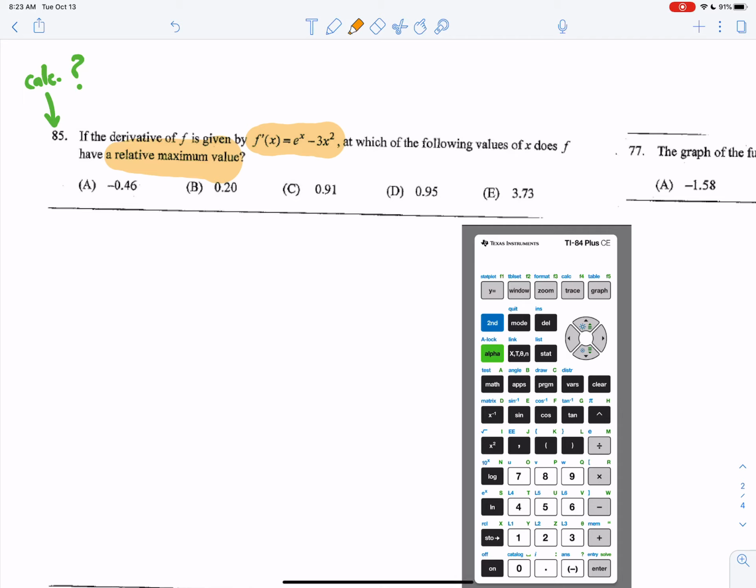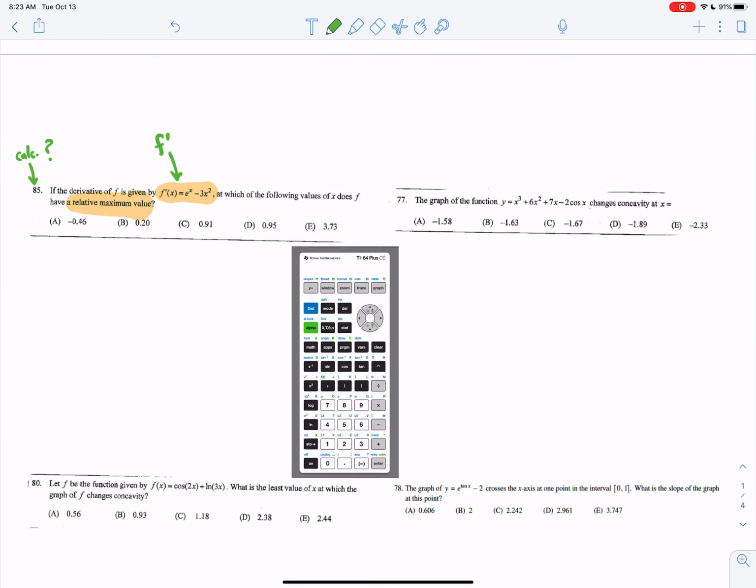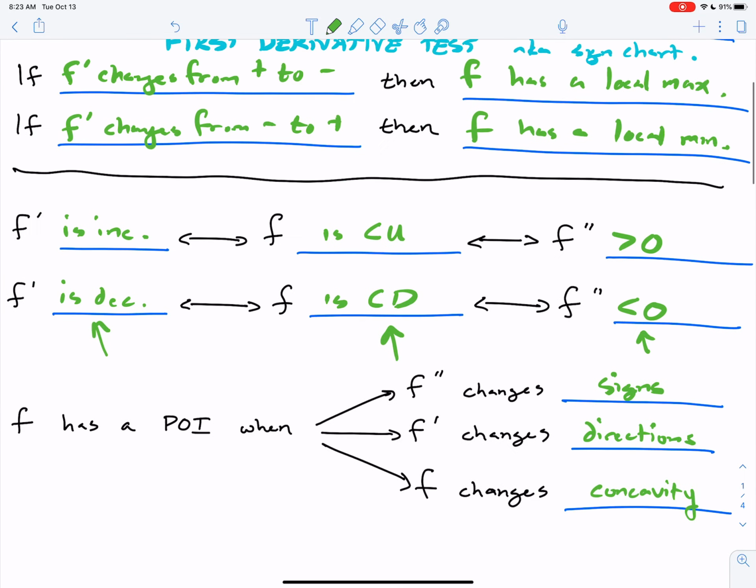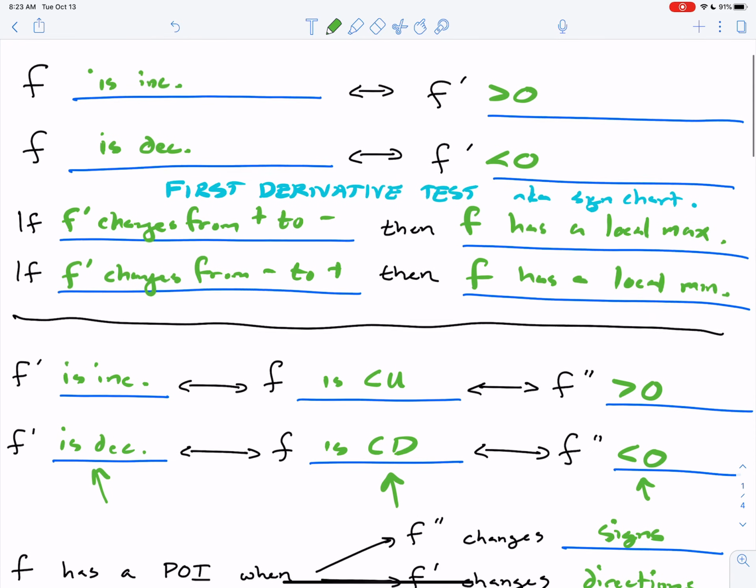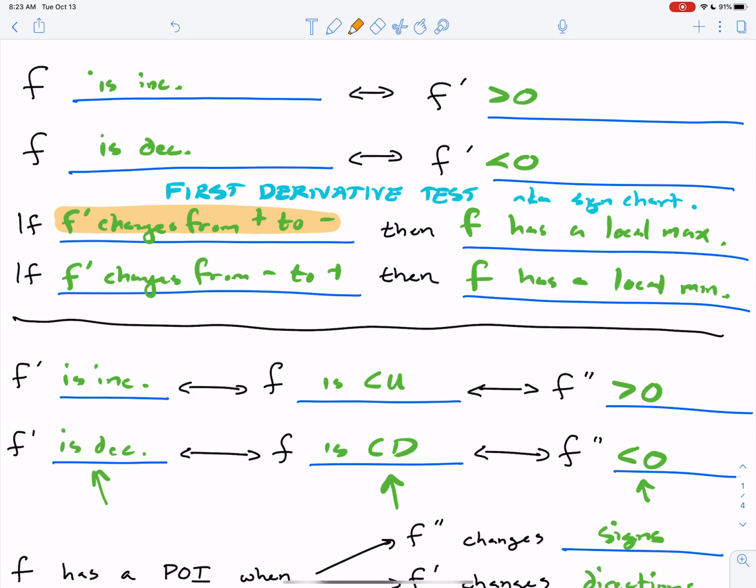Now, if you take a look, you want to think about which hat you're wearing. We talked about that in the previous lesson. You're only going to speak the language that's provided to you. So here, they provided us the f prime hat. So that is the only language that you're going to speak, okay? They want to know where f has a relative or local max. So if you take a look back, f is going to have a local max whenever f prime changes from positive to negative.